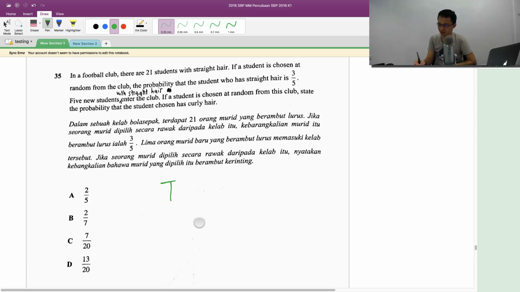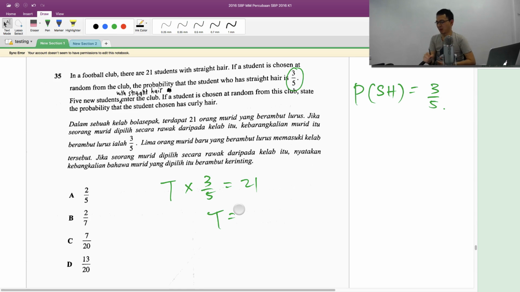Alright, so let me call total. So I do not know what is the total. But I know total, if I multiply the straight hair one, which is 3 over 5, I should get 21 students. This is the purpose of the probability, right? So the probability of straight hair is 3 over 5. So therefore, I can use total times the probability, then I get the total number of straight hair. So you should understand the logic of probability. Then I will do this one. So I know total is 35 students. So number of sample space in this case is 35 students.